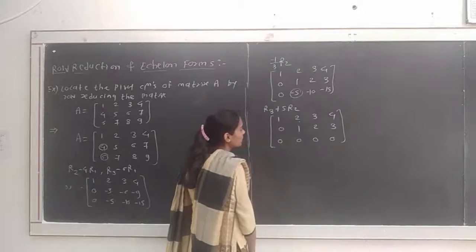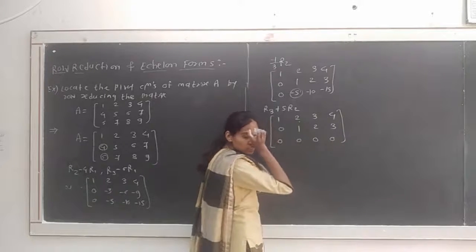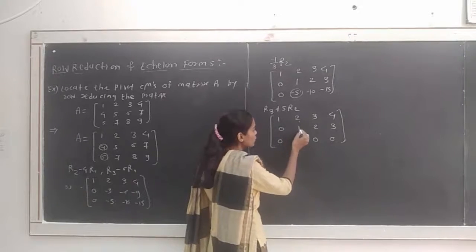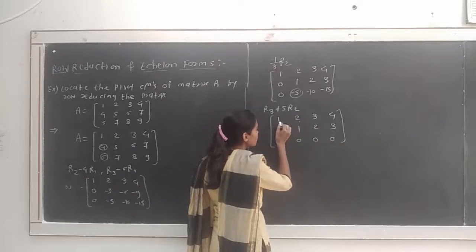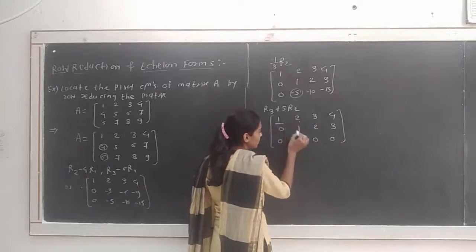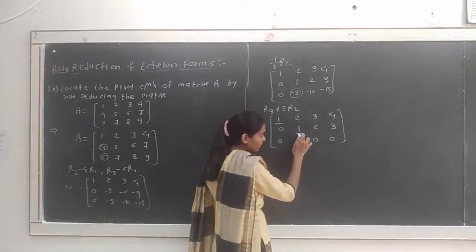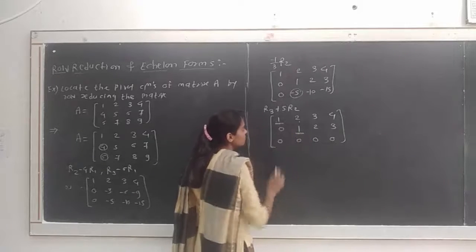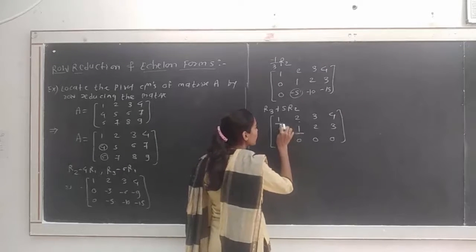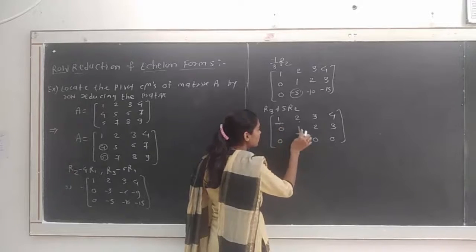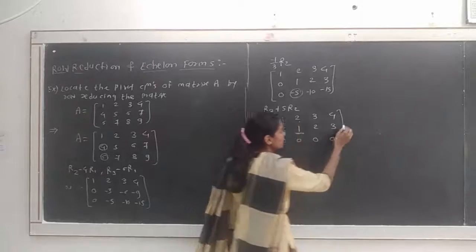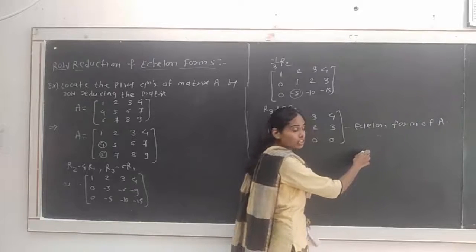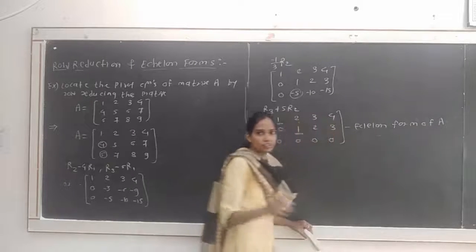Here the third row will be totally 0, and the first and second rows will be non-zero rows. If we observe the leading entry of the first row, it will be this 1, and the leading entry of the second row will again be 1, which is in the 2 position, and here which is in the 1 position. So the leading entry of the above row is to the left of the leading entry of the row below. So this is the echelon form. This is the echelon form of the given matrix A.